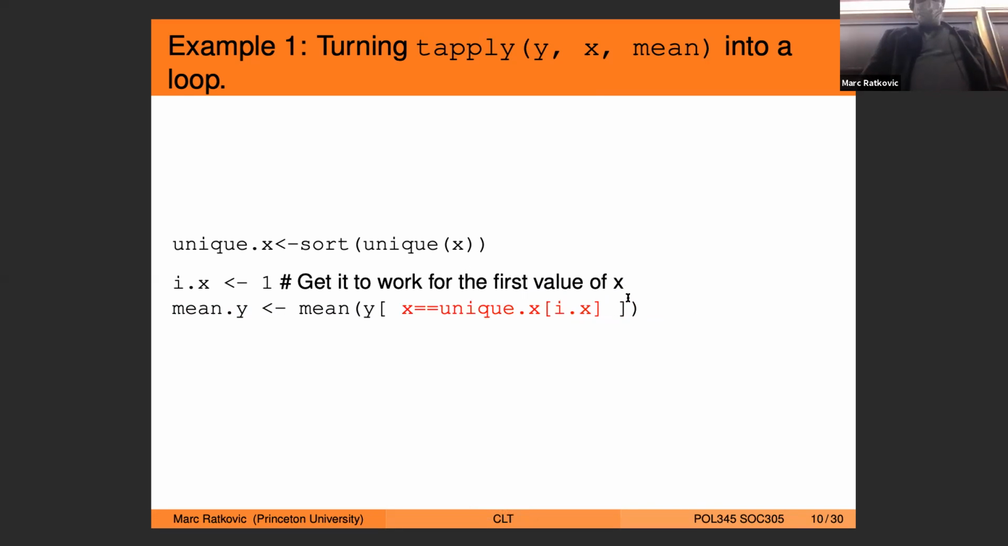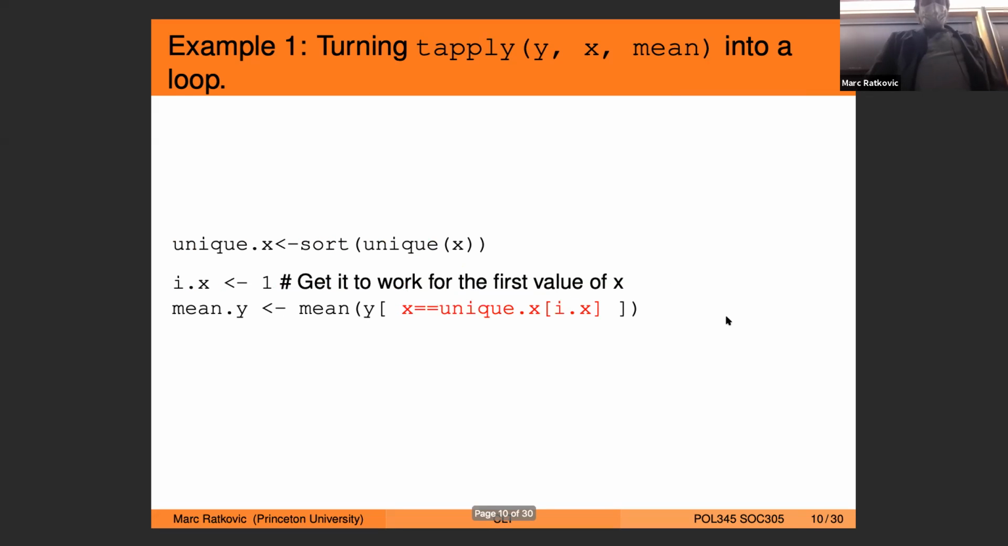So here what we're doing is we're saying for a single iteration of the loop, we're just going to set the counter equal to 1, take the subset y to those observations for which X equals 1, and take the mean of those values. And that's what this line of code is telling us. Take the subset for which X equals the first unique value of X, take those Y's and take the average of them.